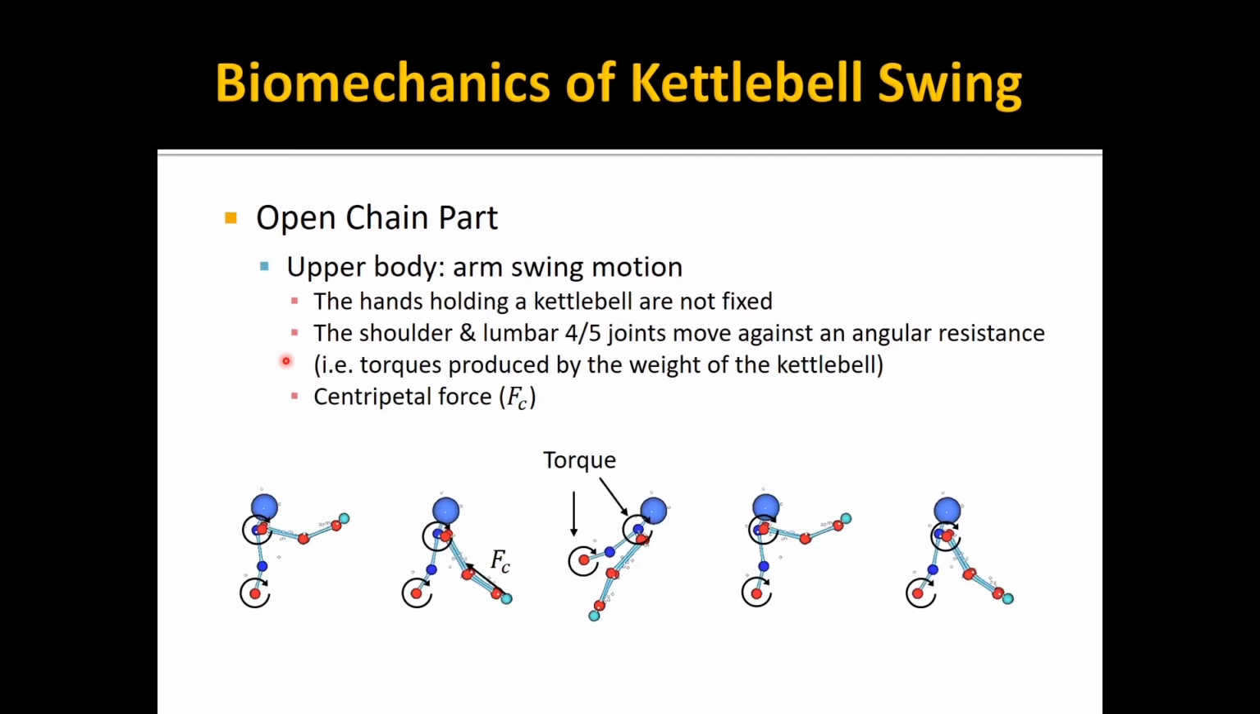Here is the open chain part of the kettlebell swing. The open chain movement driven by the shoulder joint during the kettlebell swing is due to an arm swing motion. The hands holding the kettlebell are not fixed, and the shoulder and lumbar 4 and 5 joints move against angular resistance, such as torque produced by the weight of the kettlebell. Therefore, this torque needs to be primarily focused on to explain the upper body torques acting at the shoulders and lower back. Centripetal force acting toward the shoulder is also produced due to the rotation of the kettlebell.